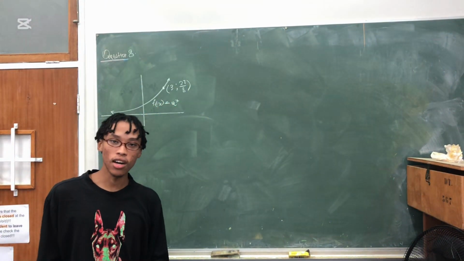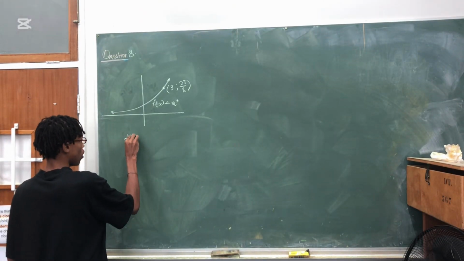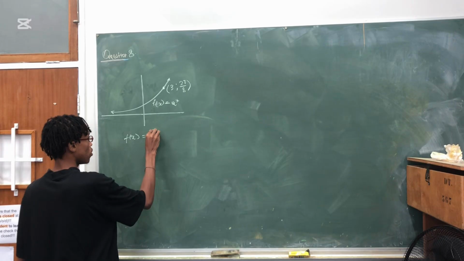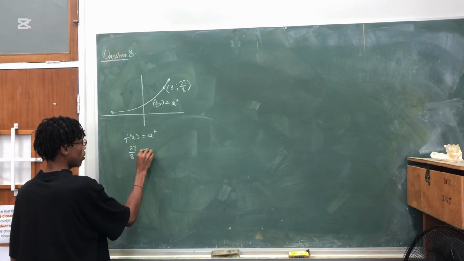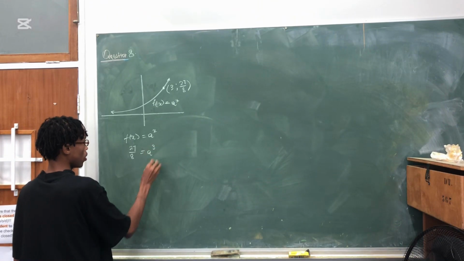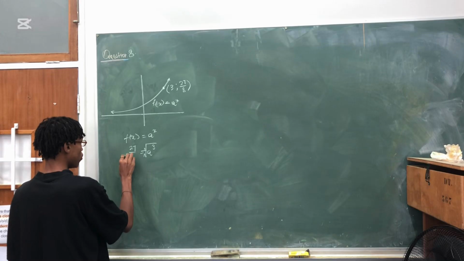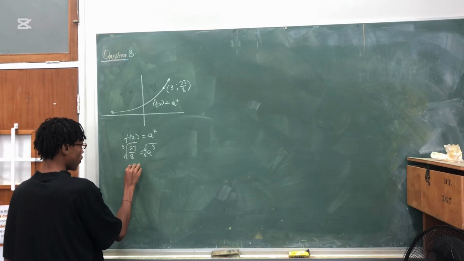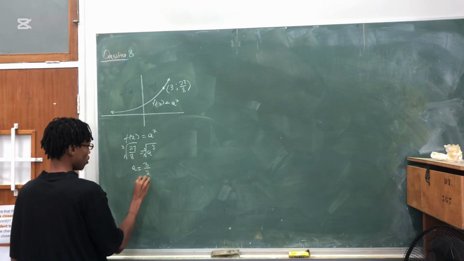The first question asks us to find the value of a. So f of x is equal to a to the power x. We have our y, 27/8, is equal to a to the power 3. We don't want to the power 3. Find the cube root. Our a is 3/2.